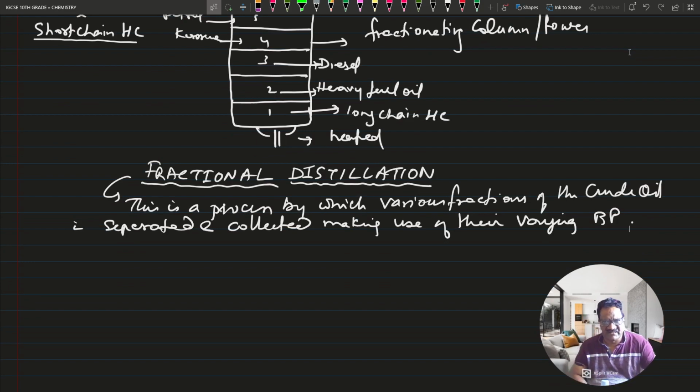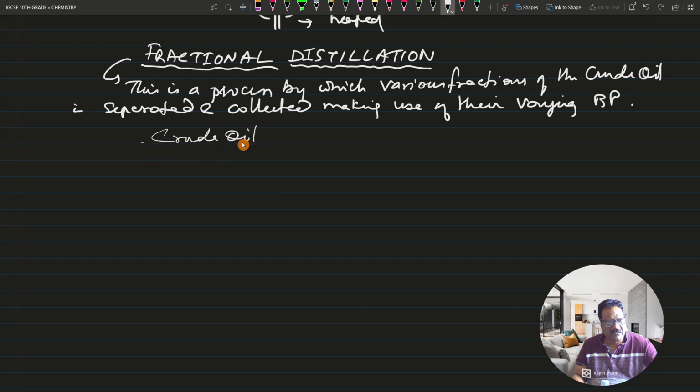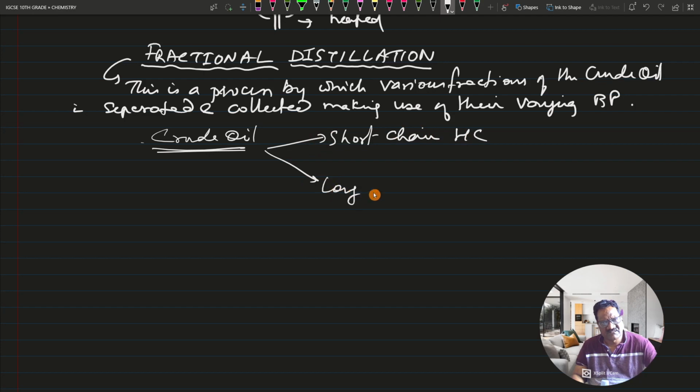So that was about crude oil, and how crude oil undergoes fractional distillation, and you can collect these various fractions, right? Now, a few more things let me tell you about this crude oil. So crude oil is made up of, as I told you, short chain hydrocarbons as well as long chain hydrocarbons.